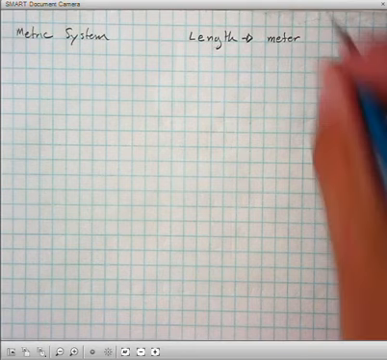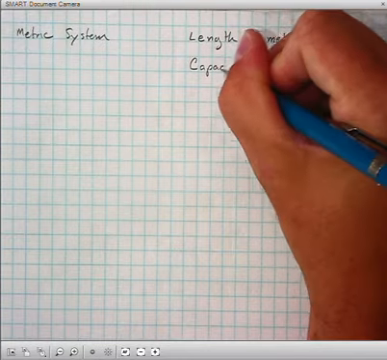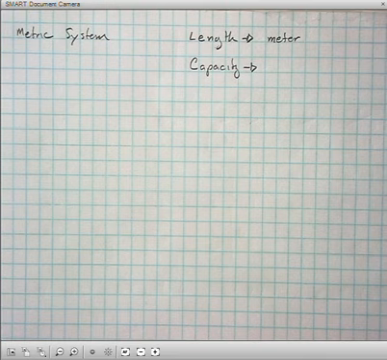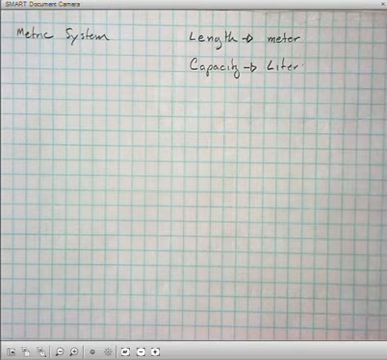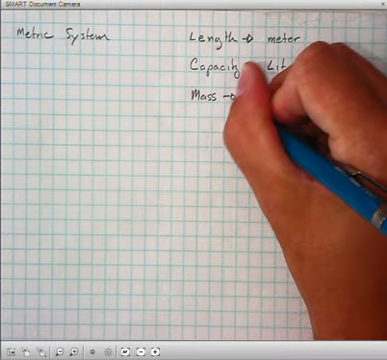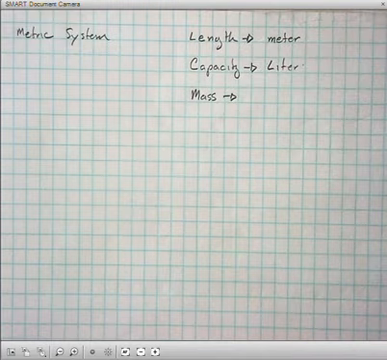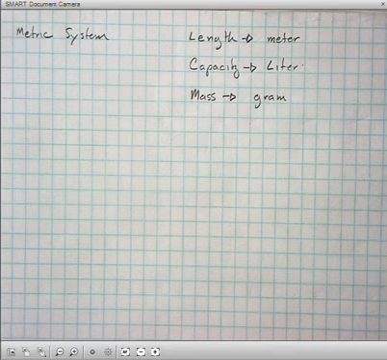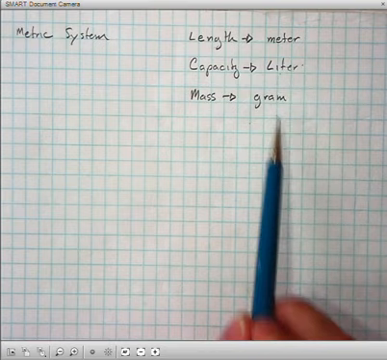When we're talking about liquid measurements, which is capacity, in the U.S. we use gallons, quarts, and pints. In the metric system we use liters. And when we're talking about mass, which is weight, in the U.S. we're talking about tons, pounds, and ounces. In the metric system we use what are called grams. Those are the units of measure. Think of it as the suffix to all of those measurements.